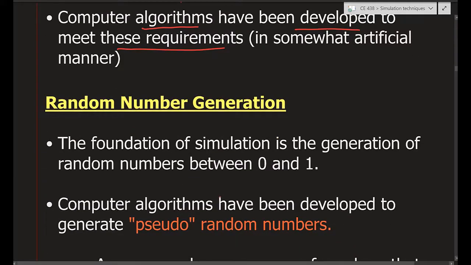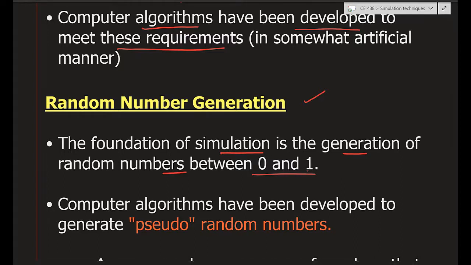So there are many algorithms. We'll discuss one algorithm for random number generation. The foundation of simulation is the generation of a random number between 0 and 1. If we want to generate a random number, we generate a random number between 0 and 1, and correspondingly we can generate another random number in any interval. So the fundamental idea is to generate a random number that lies between 0 and 1.